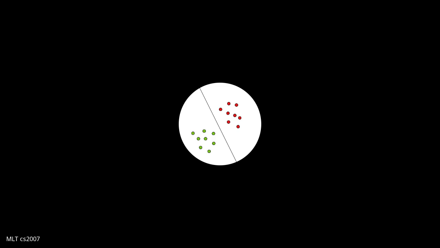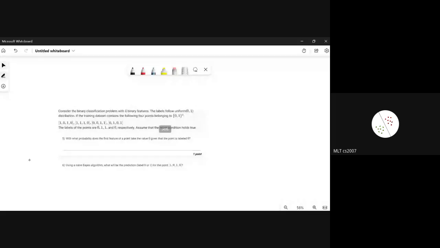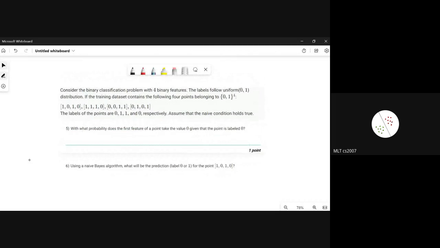Okay, so this is your question number 5 and 6. Here it is asking: you have been given a classification problem with 4 binary features. It means each feature value is 0 or 1. The labels follow uniform 0, 1. It means the labels should be discrete, not continuous.